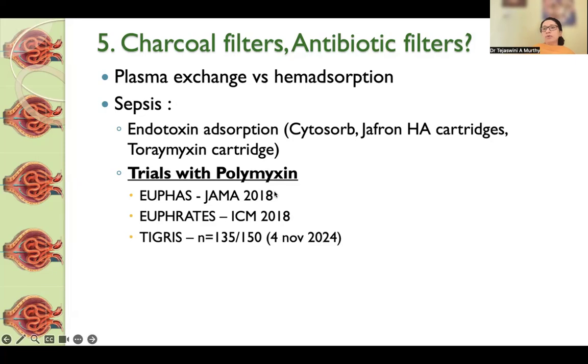The trials that I would like to emphasize are EUPHAS, which was published in JAMA in 2018, and EUPHRATES, which was published in Intensive Care Medicine in 2018. And the current trial, which is ongoing, is the TIGRIS trial, which is looking at 150 patients. As of 4th November, they have recruited 135 patients, and they are comparing polymyxin filters with normal filters and looking at mortality outcomes in sepsis patients.